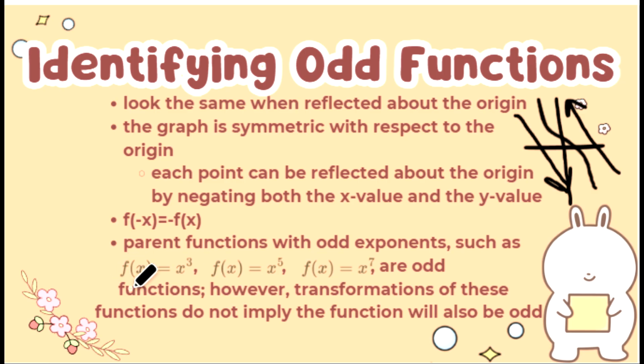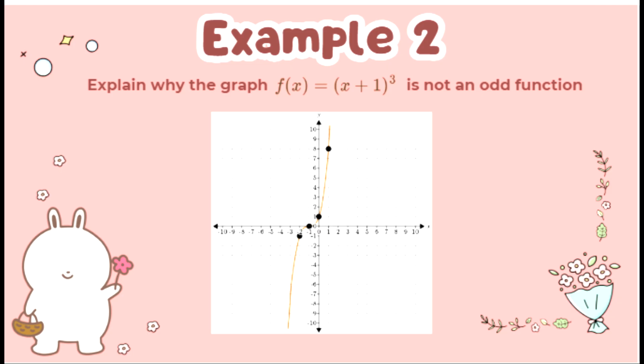If this is all that you have, f of x is equal to x raised to an odd number, it's automatically an odd function. You don't have to think anymore. Example 2: explain why the graph f of x is equal to (x plus 1) cubed is not an odd function. So why does this one not work?